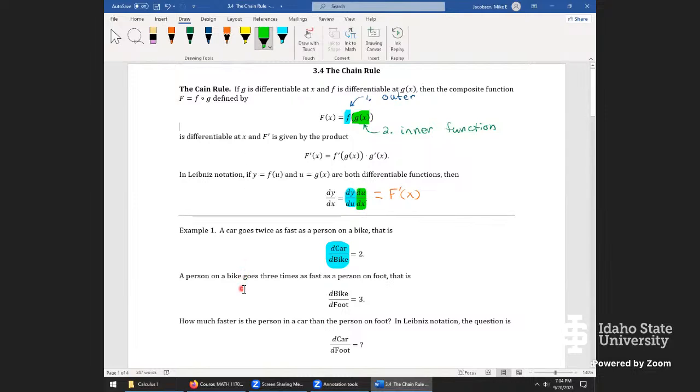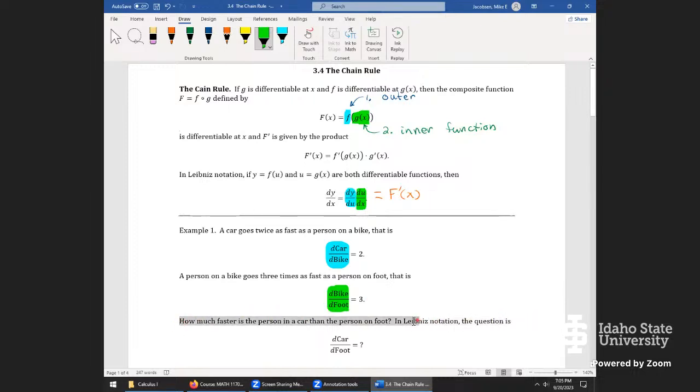But now it says a person on a bike goes 3 times as fast as a person on foot. Probably not a very good bike. It seems like it could go a little bit faster. But just like before, likewise, in Leibniz notation, the rate of change of the bike with respect to being on foot is 3, because we're going 3 times as fast.